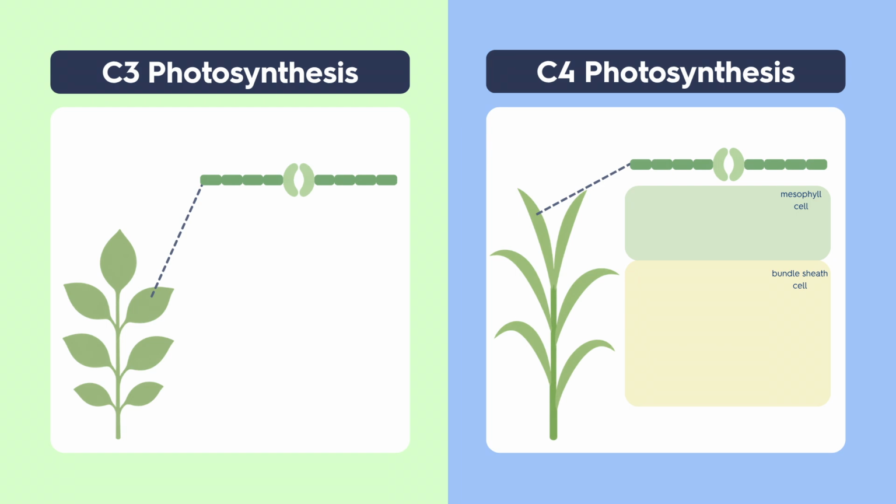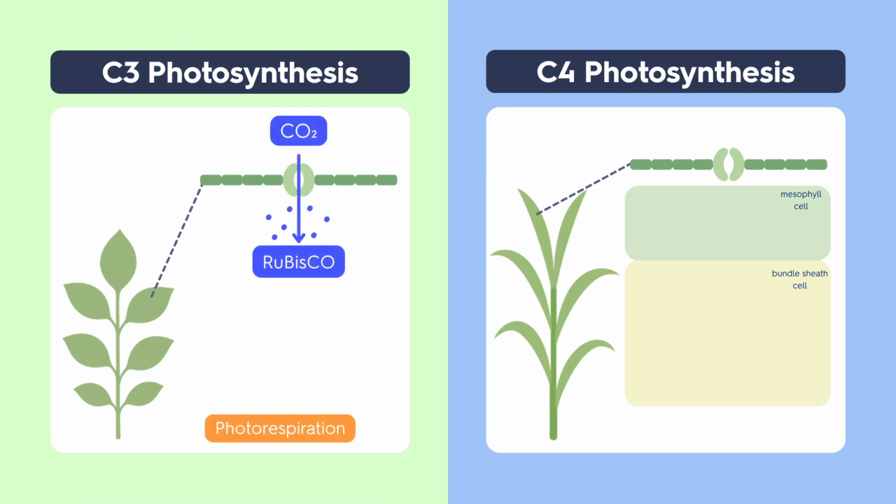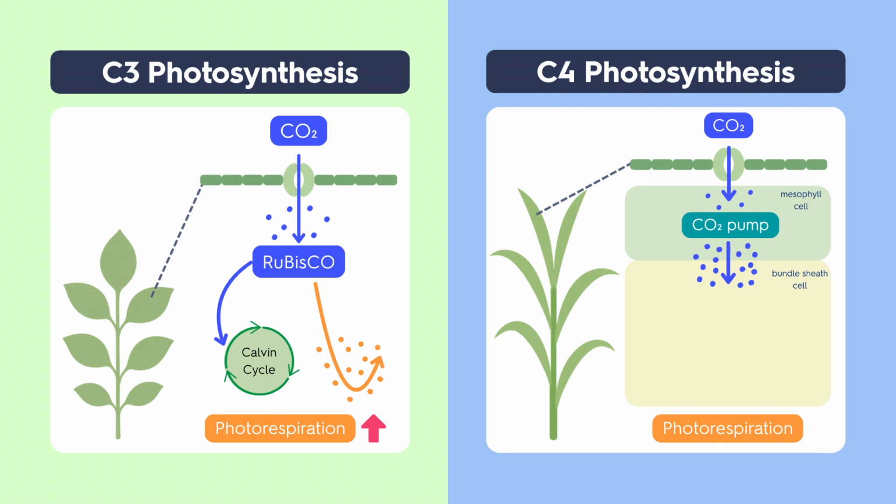Now, let's apply that idea to different kinds of plants. In many C3 plants, photorespiration is a bigger challenge because RuBisCO often experiences lower carbon dioxide levels around the enzyme. In C4 plants, carbon dioxide is concentrated near RuBisCO, so photorespiration is greatly reduced.